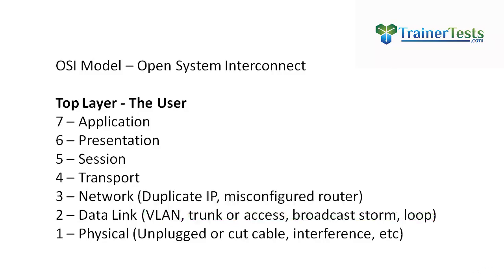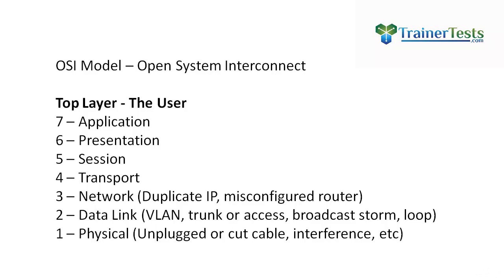Now, how about the network layer? What sorts of problems can occur there? Well, the most common problem is a duplicate IP address. Right? Maybe I've got two virtual machines or physical machines or whatever that are on the same network and have been configured with the identical IP address. That's not going to work.